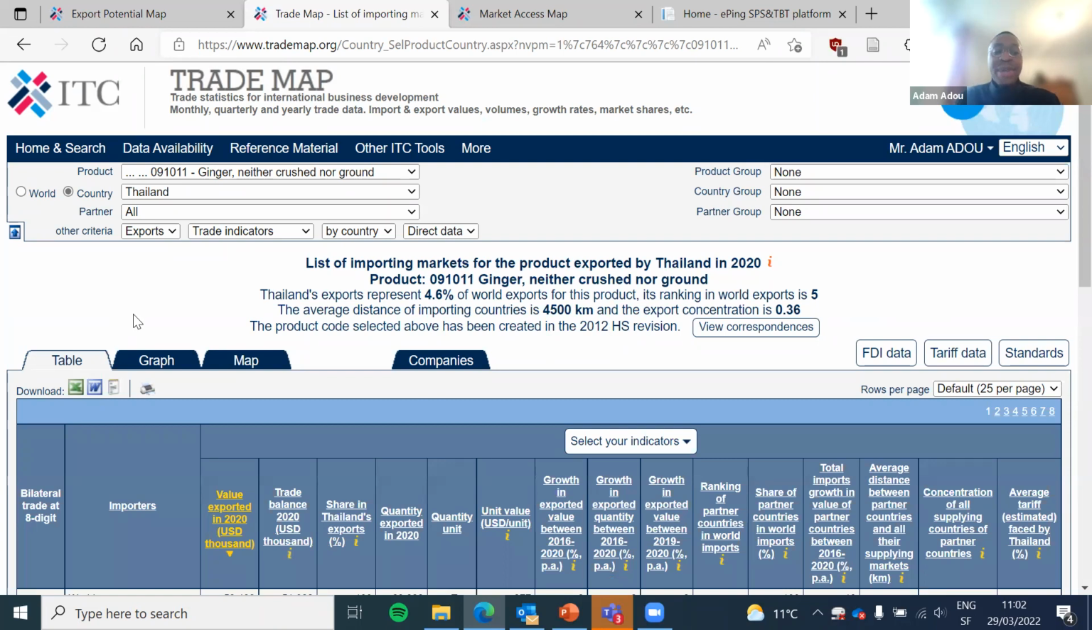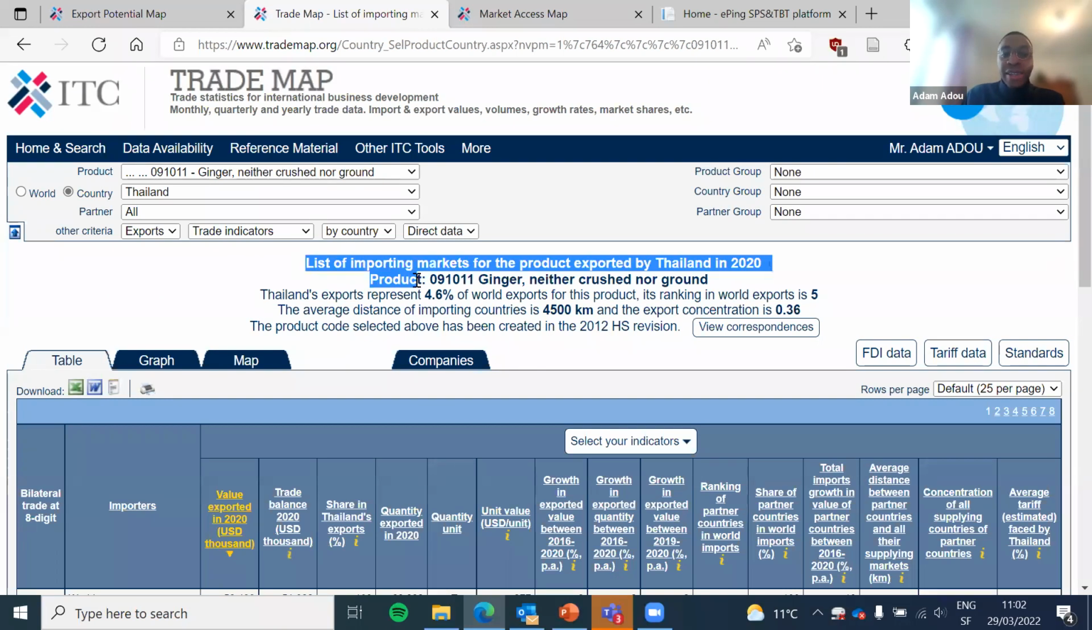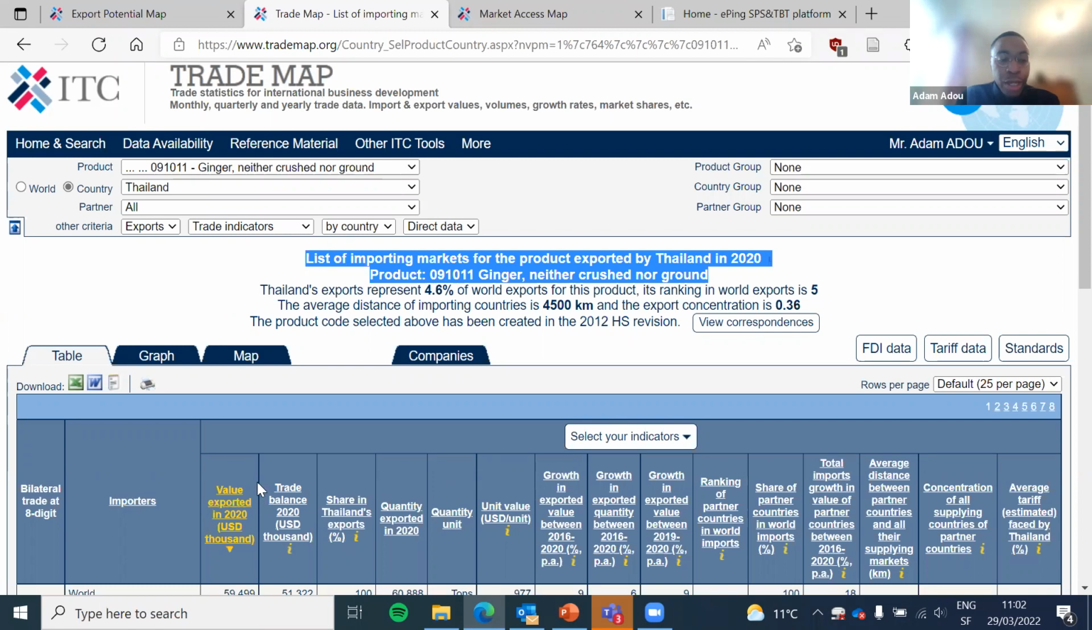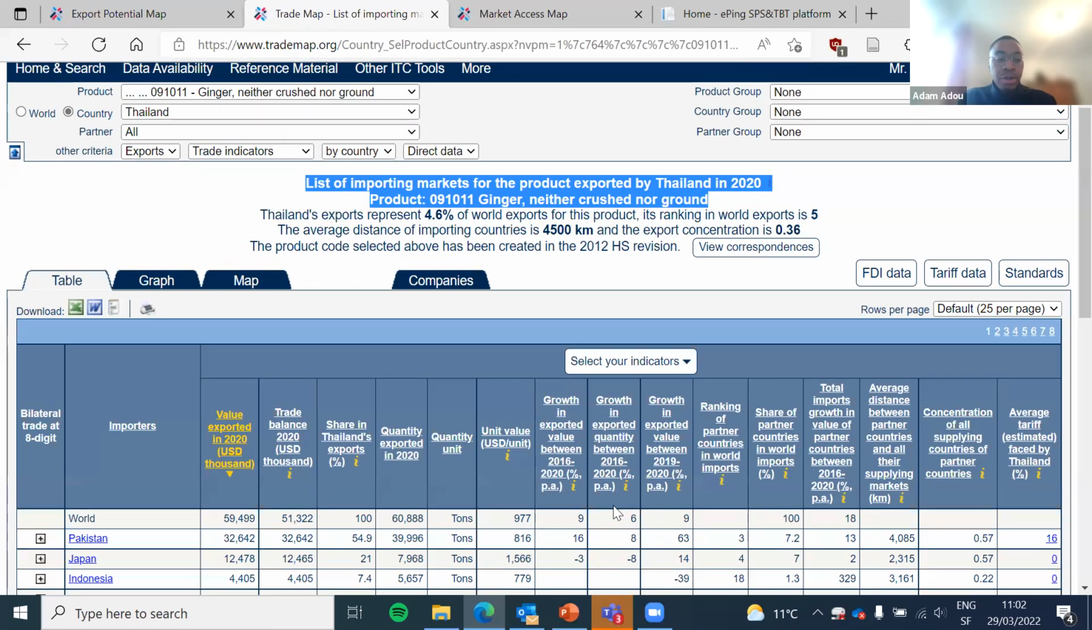Still, to make sure you made the right decision and the right search, you read once again the title of your search, which is in here. So here we see the list of importing markets for the product exported by Thailand, which is ginger. It means that we see all the countries where Thailand is currently exporting ginger, and we will have the different trade indicators for all of them.